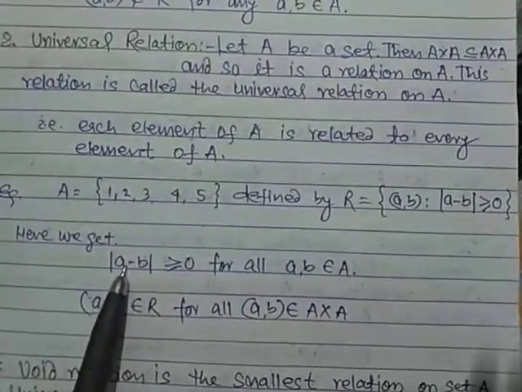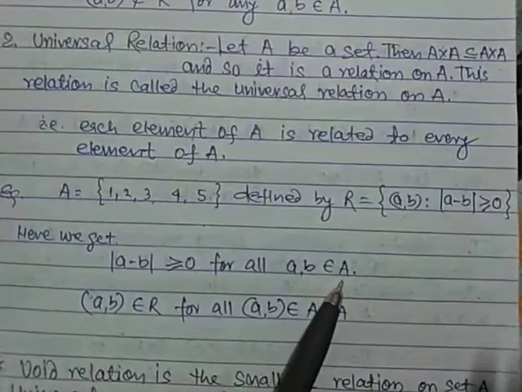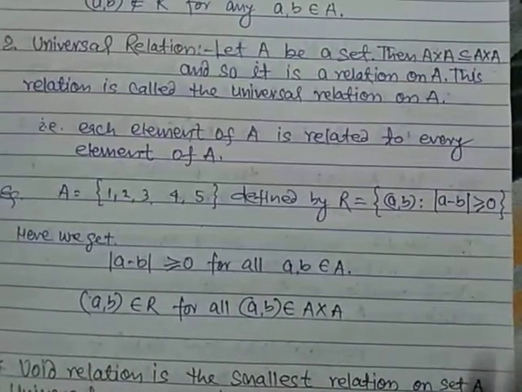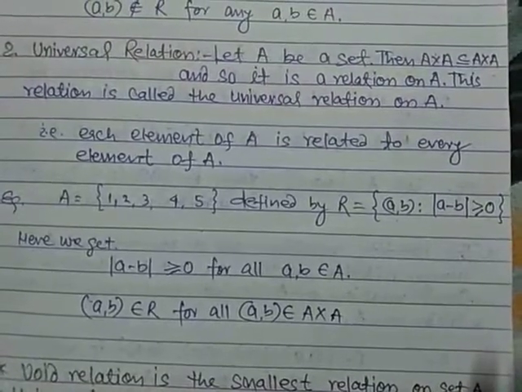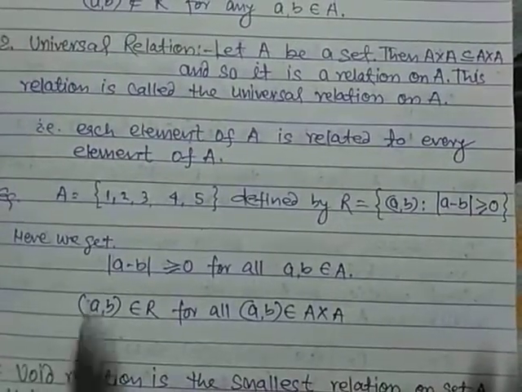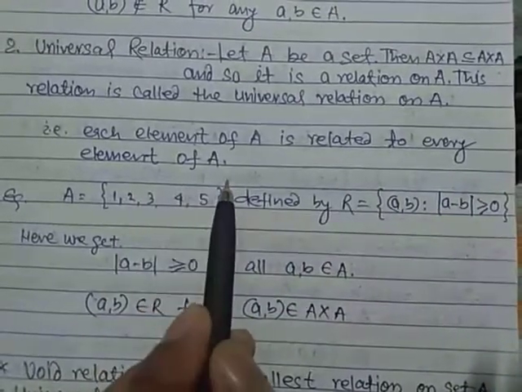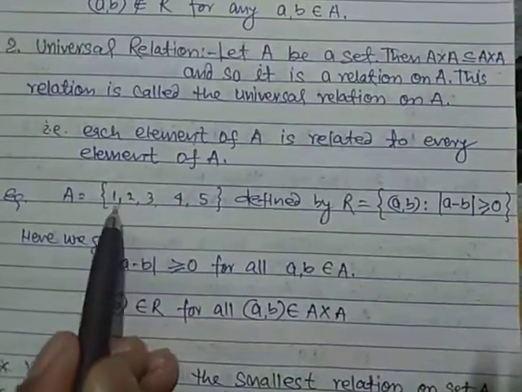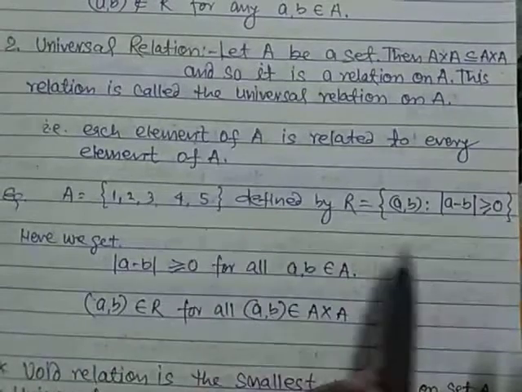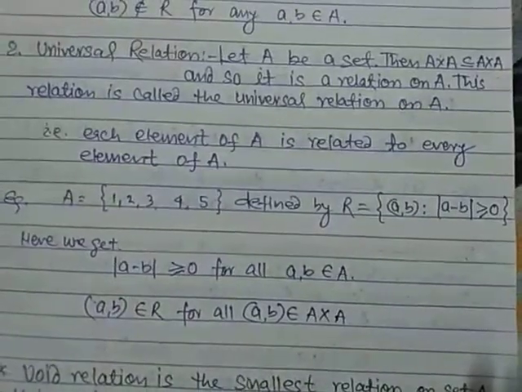Here we get modulus of a minus b is always greater than or equal to 0 for all (a, b) belonging to set A. Therefore, such type of relation is known as universal relation. As the name says, universal, it is containing everything. Therefore, we have the definition: each element of A is related to every element of A. (1,1), (1,2), (1,3), (1,4), (1,5). Whatever pair we take, that is supported by this. And therefore, this relation is known as universal relation.